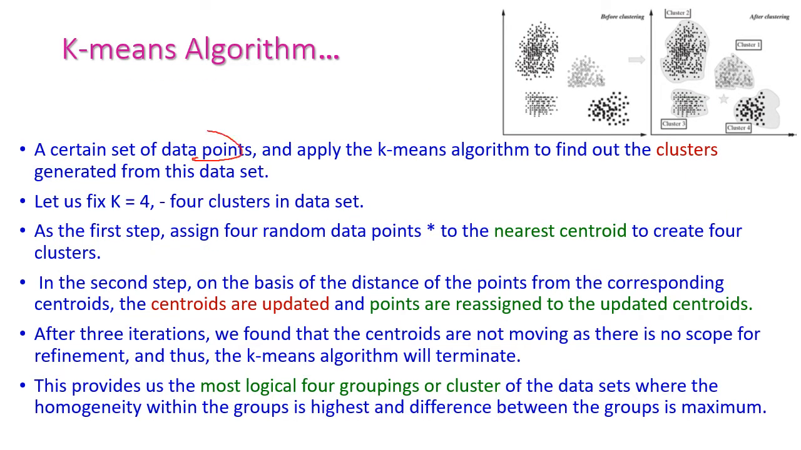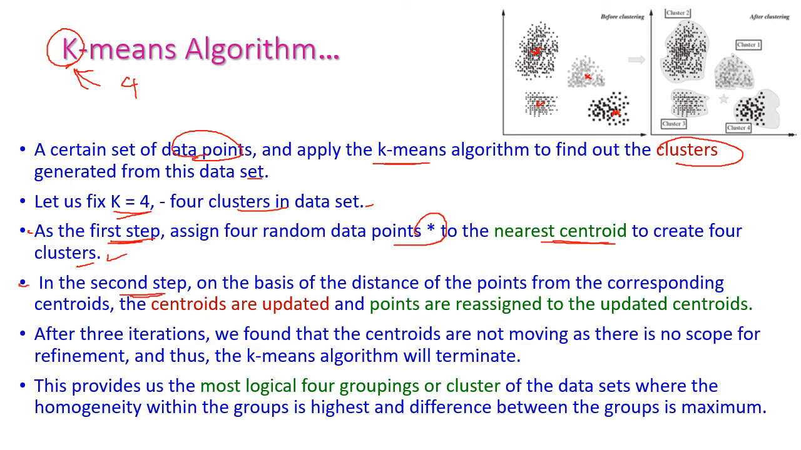For a certain set of data points, we have to apply the k-means algorithm to find the clusters generated from the data set. Let us take k equal to 4. So k equal to 4 means we have 4 clusters in our data set. At the first step, we assign 4 random data points. Randomly we can select any 4 data points as centroids to create 4 clusters, right?